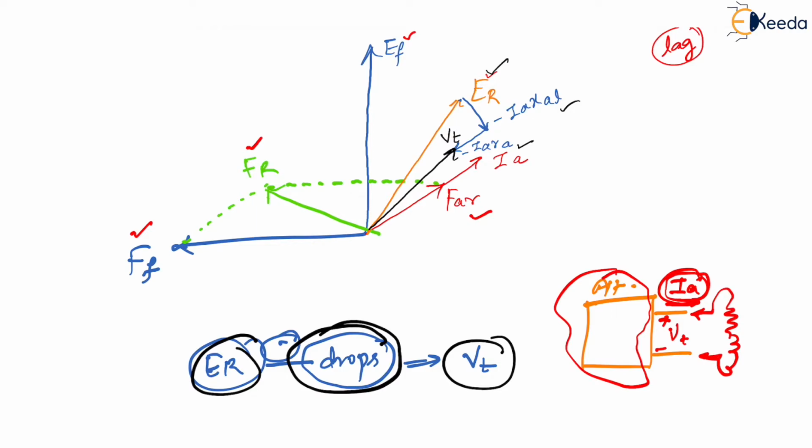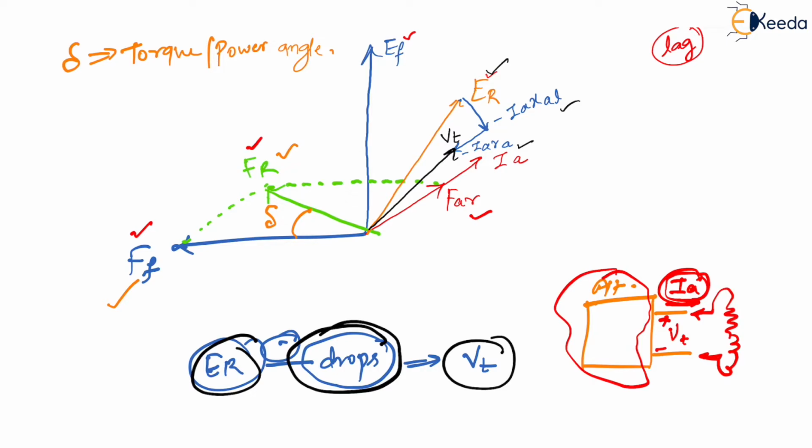Is that correct? Yes. Now, let me define some angles over here and try to see what happens. See, for example, this is FF to FR. We know that between FF and FR, there will be the torque angle, correct, which is nothing but delta. So we know that delta is nothing but torque or power angle. Is that correct? Correct. We have already seen that, correct?